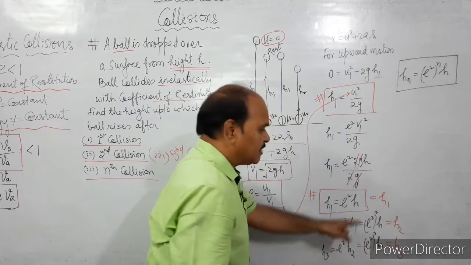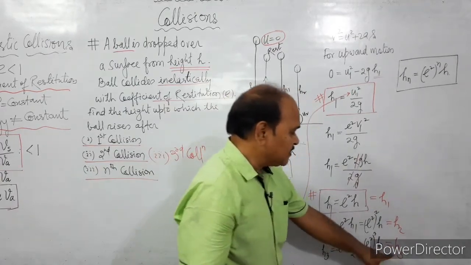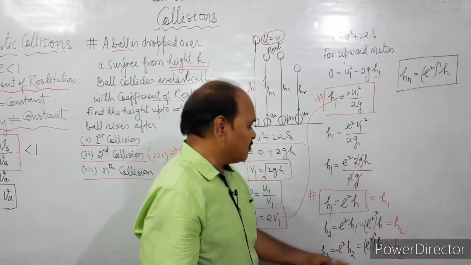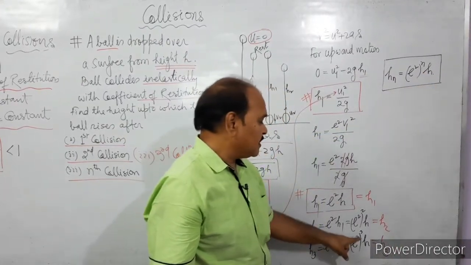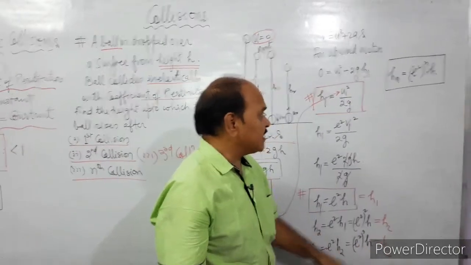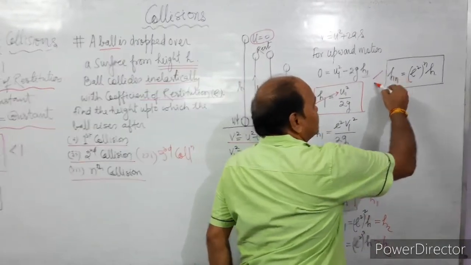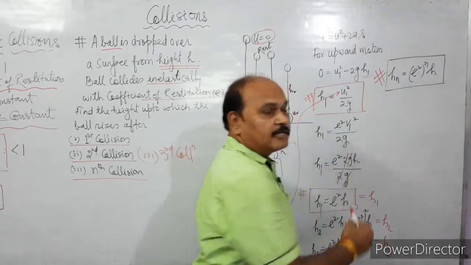So what is going to be the height after nth collision? The height up to which the ball is going to rise after nth collision is going to be (e²)ⁿ times h. So this is the height up to which the ball is going to rise after nth collision.